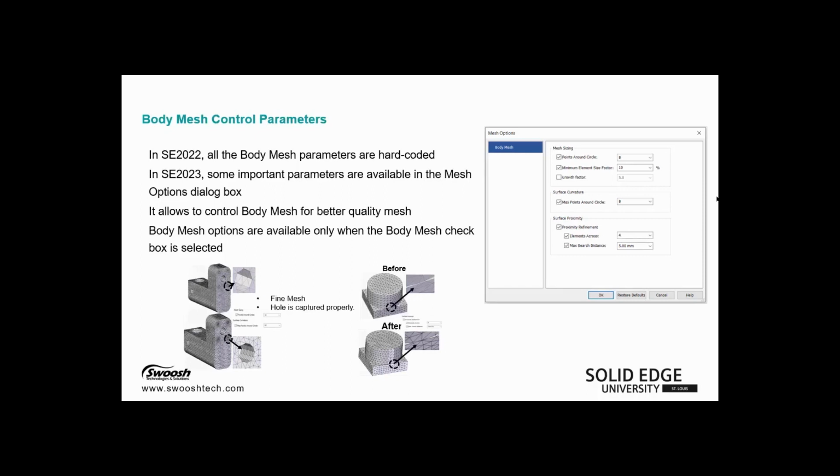Another parameter is growth factor. This control determines the maximum rate at which face edges vary from one face to another. It's a very important parameter because if you want to control your mesh tightly, this is where you can control it. And the recommended range is usually from 10 to 60%. Another element is maximum points around circle. It specifies the maximum number of points around a complete circle. The valid range is from 4 to 128, and so on.